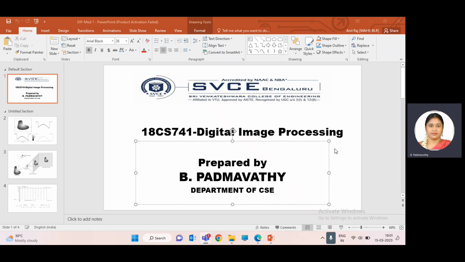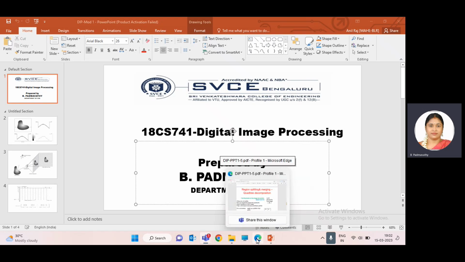Today we are going to discuss a topic on digital image processing, and today's topic is region splitting and merging. As I have already discussed in one of my videos, region growing. This is the reverse technique of the region growing process. Let's enter into the topic.